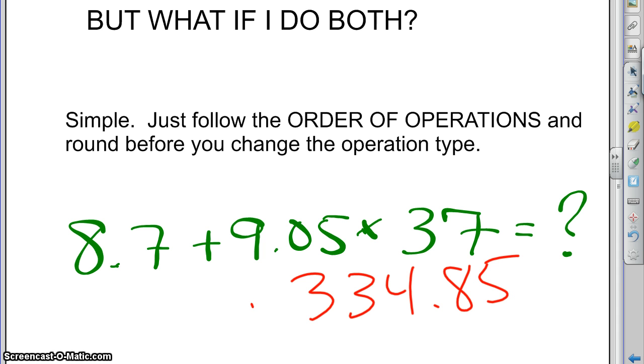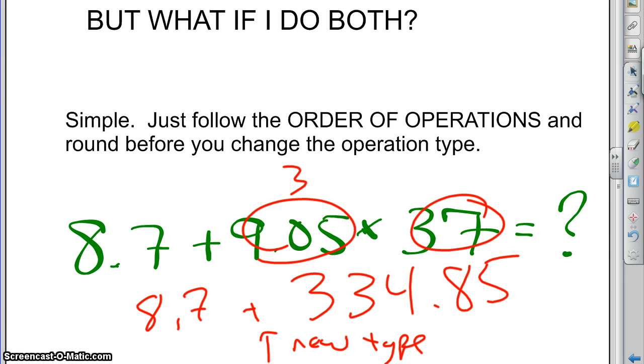And now I'm going to add that to 8.7, but that is a different kind of operation. So before I can do that, I need to round. Now, if I multiplied right here, I wouldn't need to round until I was done multiplying all the numbers. But since I'm changing the kind of operation, I need to now round before I go. So I look through here, and I have 3 sig figs here, and I have 2 significant digits here, so I want 2. So I want 330 is how I would write that.